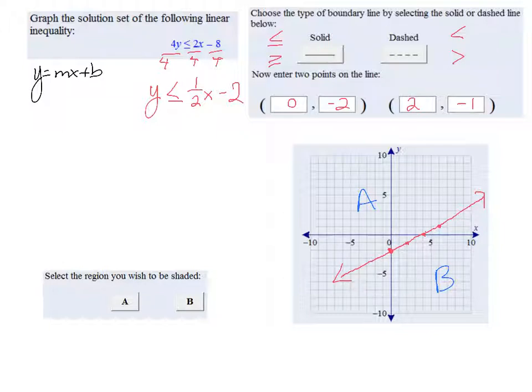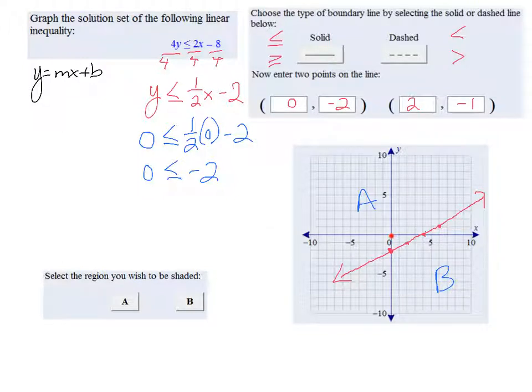So 0 in for x and 0 in for y would look like this. And simplify that up. 0 is less than or equal to 1/2 times 0, which is just 0, minus 2. And then you look at this and decide, is that true or not? Is 0 less than or equal to -2? And it's not. What that means then is 0, 0 is not a solution to this inequality.